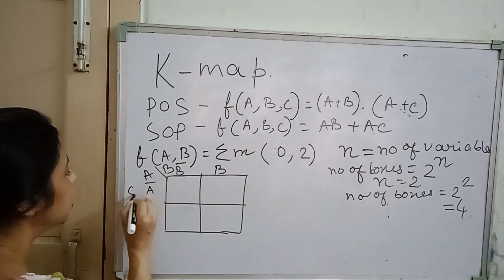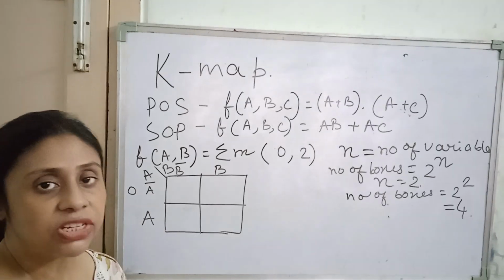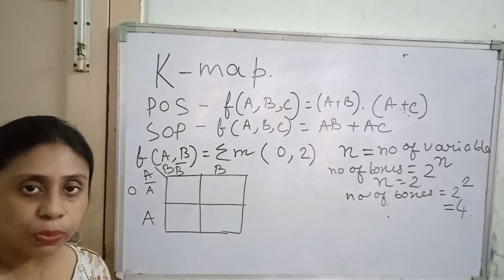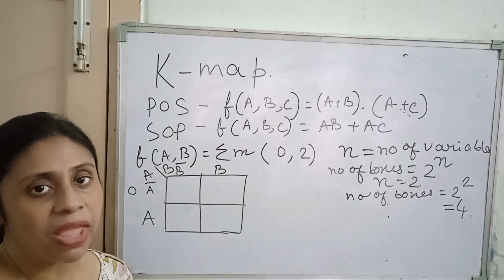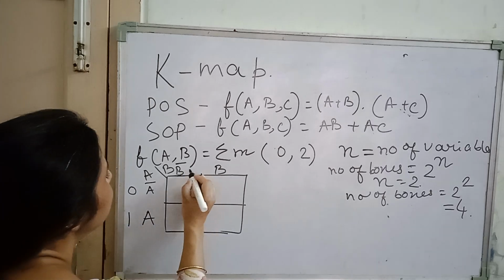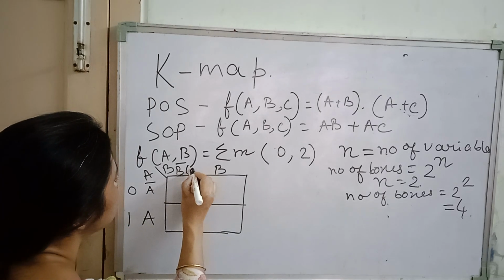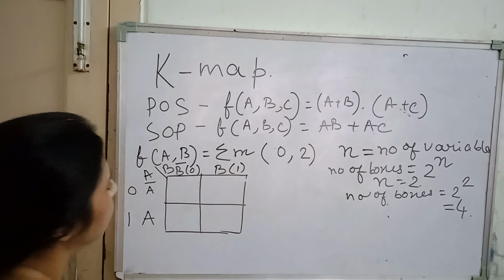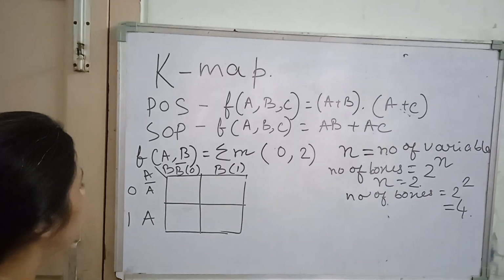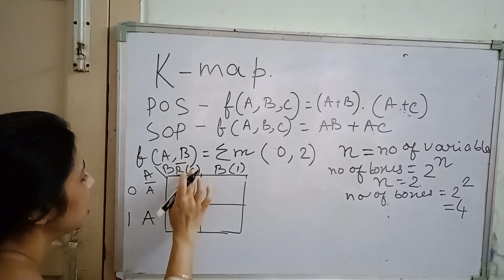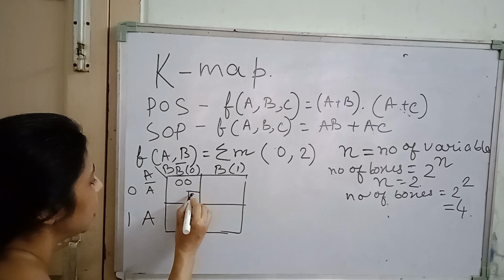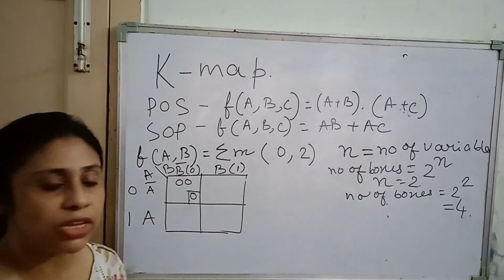So what is the first box? A complement means 0. The universal convention is the variable in its true form is 1 and in its complemented form is 0. So A bar represents 0, A represents 1. Similarly here B bar represents 0 and B represents 1. So what is the number notation for the first box? The first box will be 0 from rows, 0 from columns. So 0 0. In binary 0 0 means 0.